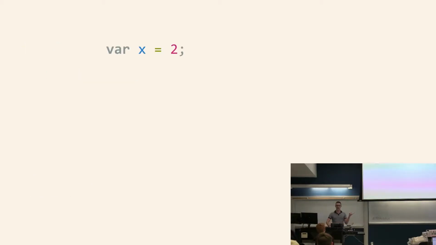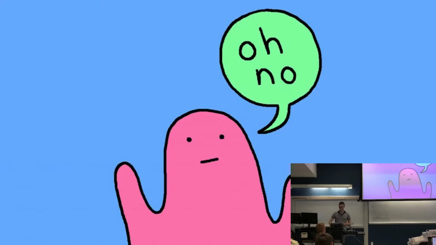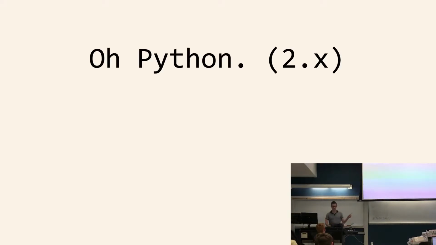So we're going to declare value, make another block. We're going to return x. We're going to say x is equal to 3. And in JavaScript, that's 2. Because actually it's copied to the stack and we don't care that we made that modification. So that's bad. Oh no. And then finally, oh no, not quite yet.